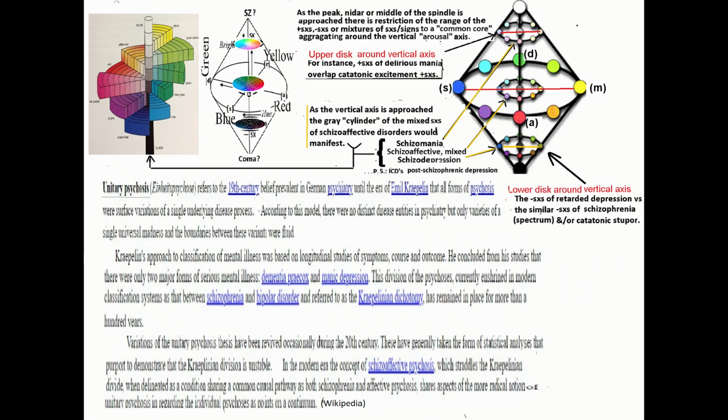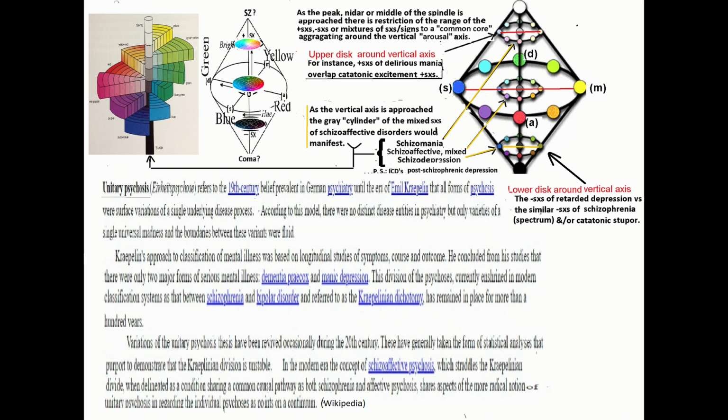Here's putting this into this spindle more. In the middle, you can see where basically there's kind of a core of syndromes or signs and symptoms, and over on the right, it shows it more at the peak of the spindle, and down at the bottom in the middle, there's a restriction in the range of symptoms and signs, positive symptoms and signs, or a mixture of these into this common core that aggregate around this vertical arousal axle.